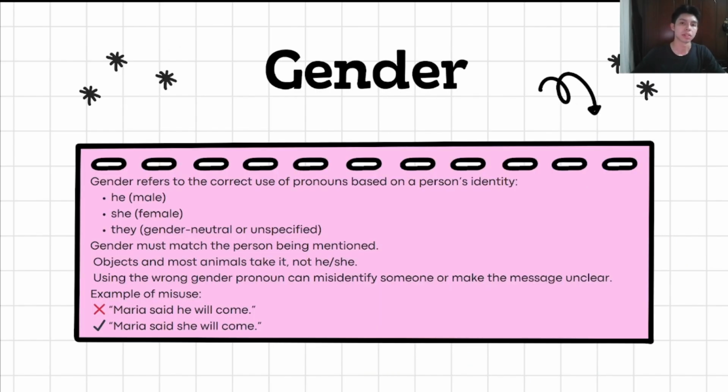Then we have gender. Gender refers to using the correct pronouns for people. In English, objects don't have gender, so we use "it." For example, saying "Maria said he will come" is incorrect because the pronoun does not match the person.